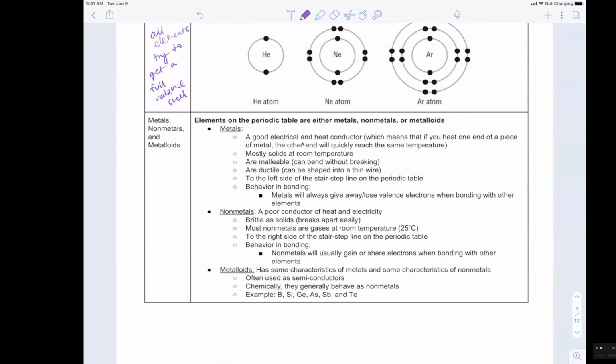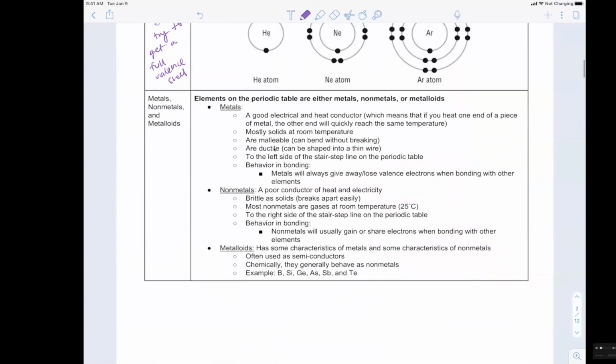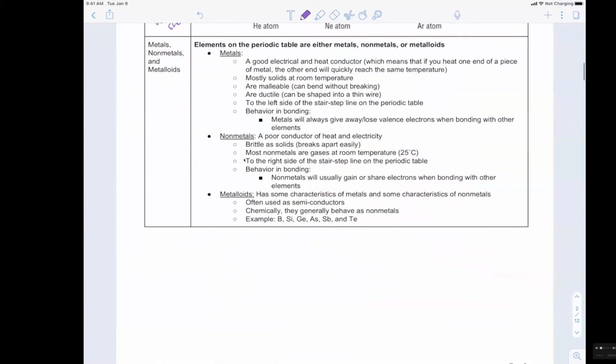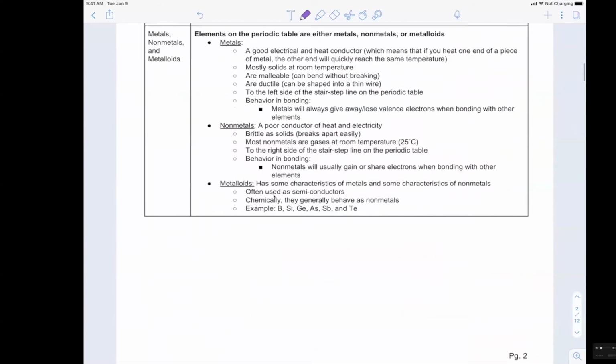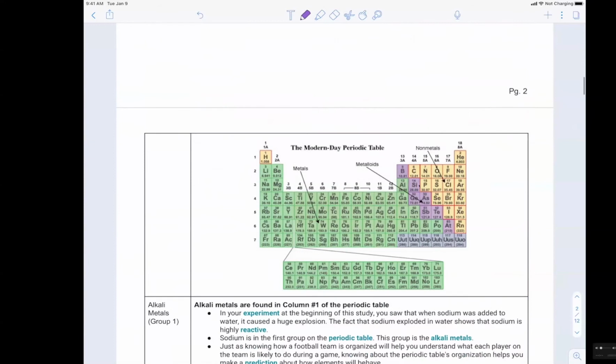So they're good conductors of heat and electricity, and they're very malleable, so you can bend them without breaking them. And nonmetals are basically everything that a metal is not, like your gases or brittle solids like sulfur. And then your metalloids are kind of a hybrid between these two substances. The only nonmetal that exists on the metal side of the periodic table is hydrogen, because hydrogen is a gas. So basically all the nonmetals besides hydrogen will be over here on the right.